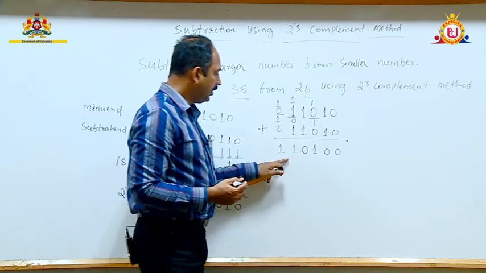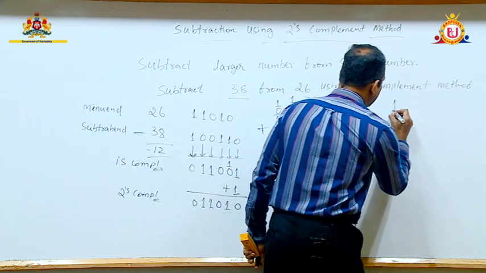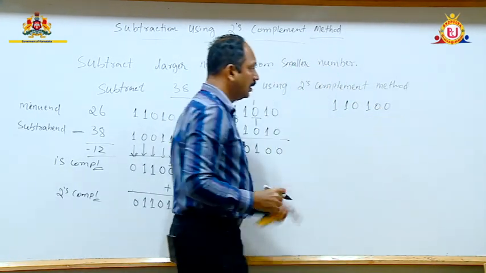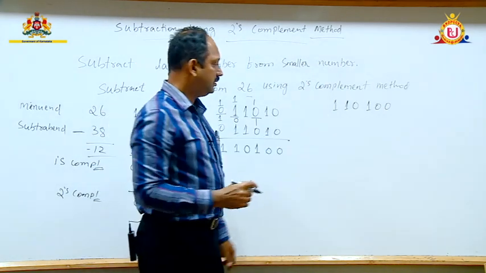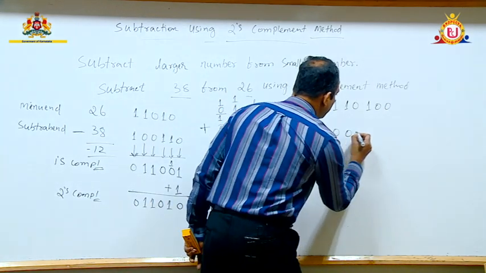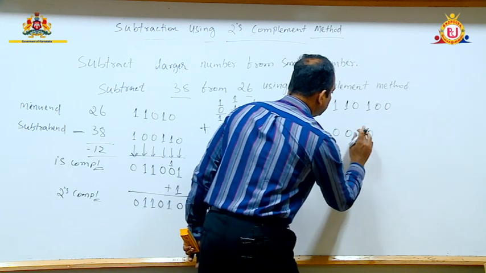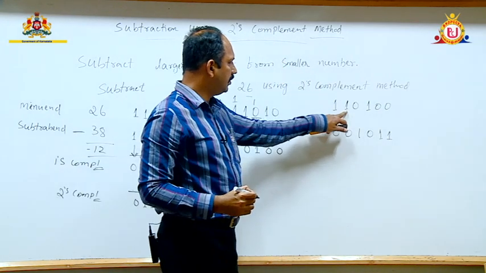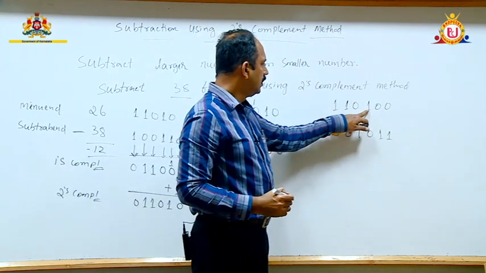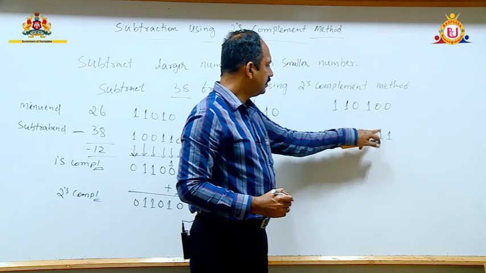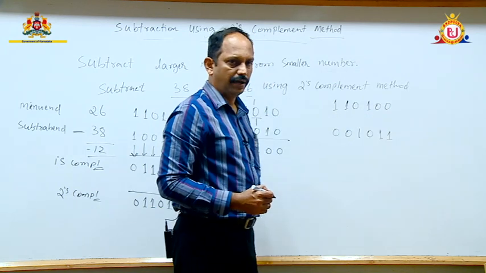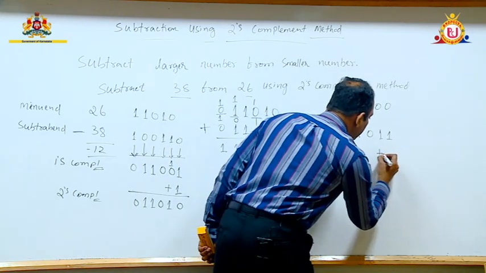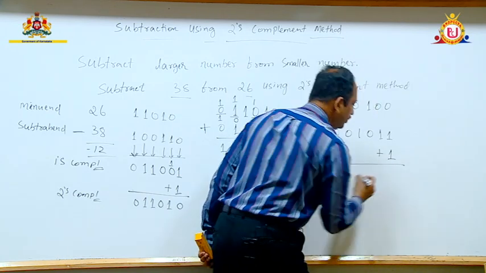Okay, now I am rewriting this entire sequence 1 1 0 1 0 0. Now find the 1's complement in the first step. That gives you 0 0 1 0 1 1. See, 1 is changed to 0, 1 is changed to 0, 0 is changed to 1, this 1 is changed to 0, 0 is changed to 1, 0 is changed to 1. This is a 1's complemented number, and add 1 to this number to get the 2's complement.